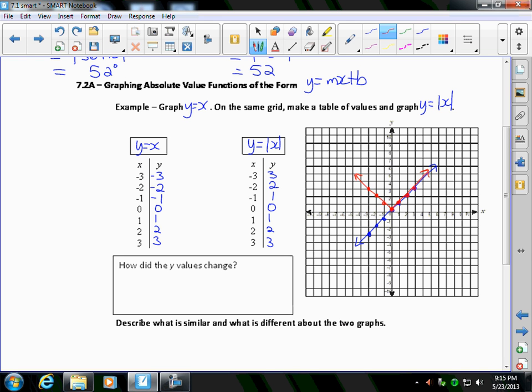So it said, how did the y values change? So the x values that were negative became positive y values in y is equal to the absolute value of x.